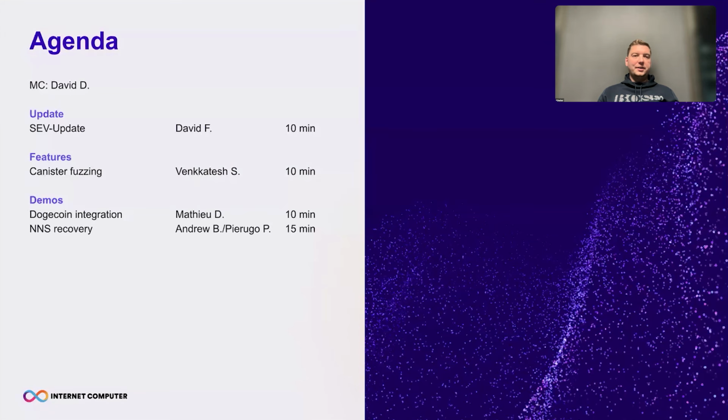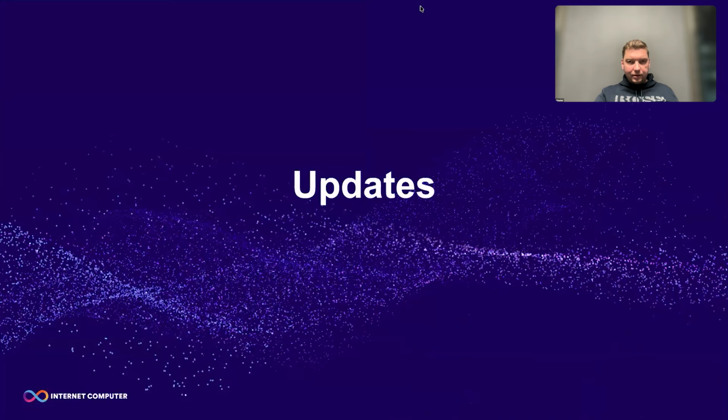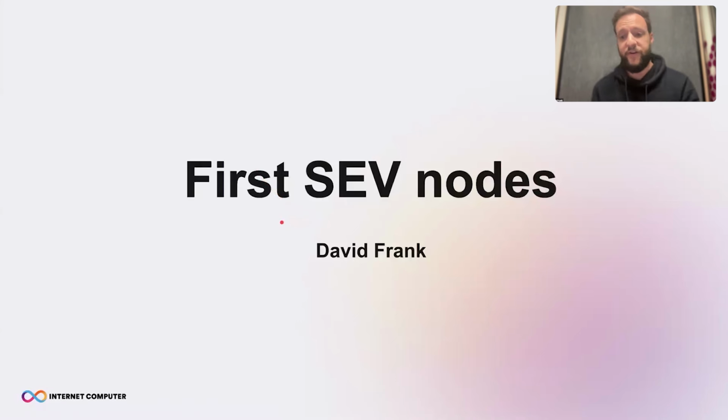First off, we're gonna hear an update on SEV nodes on the IC by David. Then we are gonna hear about Canister Fuzzing by Venkatesh. And finally, we have two awesome demos. First off, the Dogecoin integration presented by Mathieu. And second, a demo about NNS recovery by Andrew and Pirugo. And with that, I directly hand over the screen to David, who is gonna talk about SEV nodes on the IC. So, thank you very much, David.